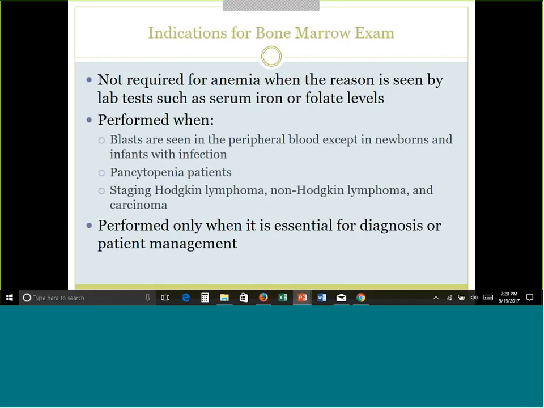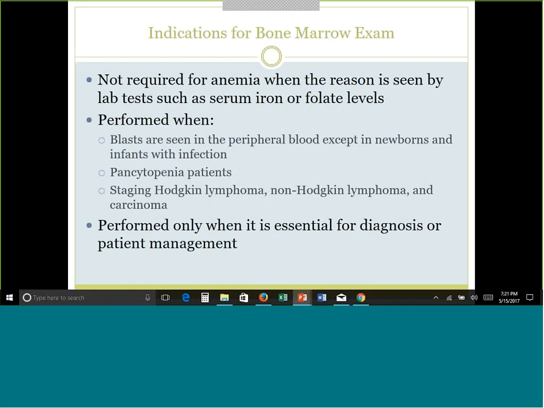All right, reasons why we would do a bone marrow exam. Again, it's not required for anemia because there's lots of blood work, lots of other types of tests that we can do for anemia diagnosis. This is much too invasive, too painful for the patient to go through for a simple anemia diagnosis.